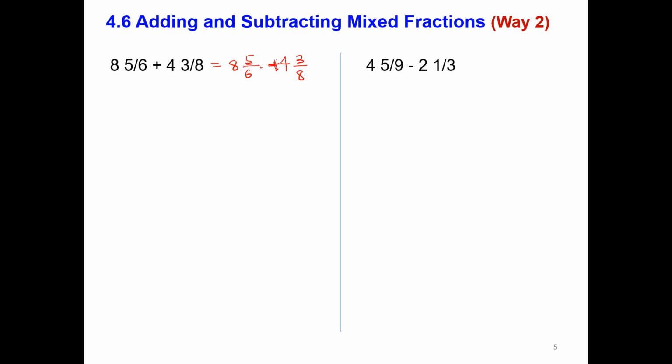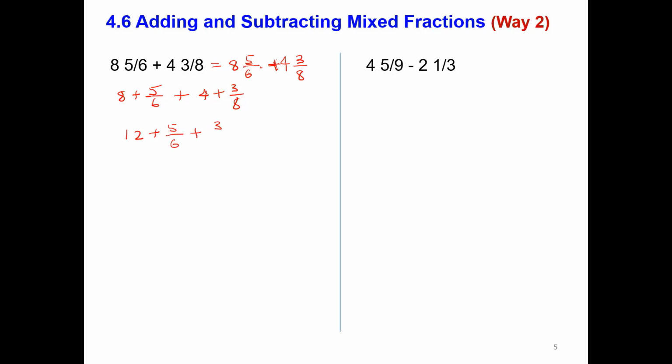Then we need to add the whole parts and add the fractional parts. Then let's write this one using the definition of the mixed fraction. And this one you can write like this, and then this will be 4 over 8. Now we add the whole part. 8 plus 4 is 12, and we need to add the fractional part.